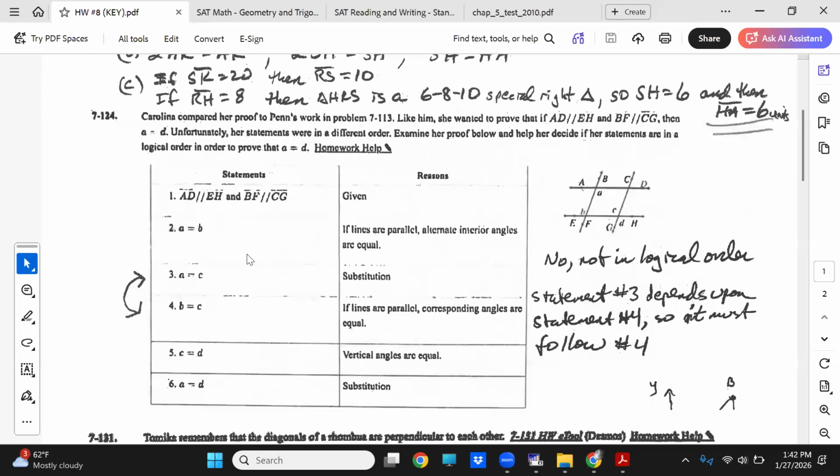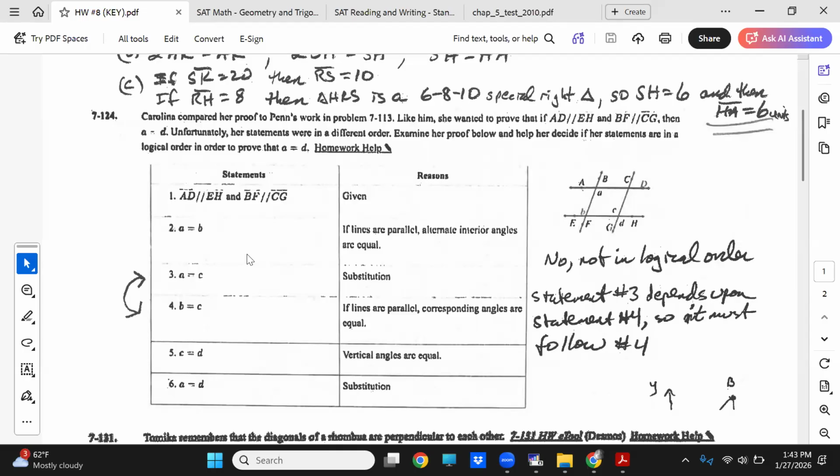Good. AD is parallel to EH. BF is parallel to CG. Okay. What are you trying to prove? You're trying to prove that angle A equals angle D. So we just talk it out, right? I know A and B are the same, right? Because they're alternate angles, right? So I know that. I know B and C are the same. Why? Because those are corresponding angles. Because we've got these lines parallel, these lines parallel.